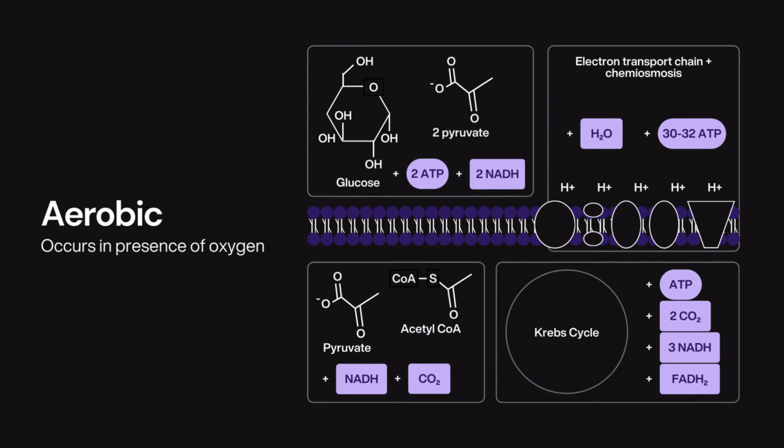There are two main types: aerobic respiration, which occurs in the presence of oxygen and involves glycolysis, the Krebs cycle, and the electron transport chain to yield approximately 30 to 32 ATP molecules per glucose. Most eukaryotic organisms such as humans, animals, and plants primarily use aerobic respiration, which requires oxygen and efficiently produces ATP through glycolysis, the Krebs cycle, and the electron transport chain.